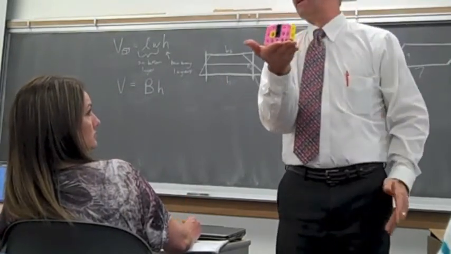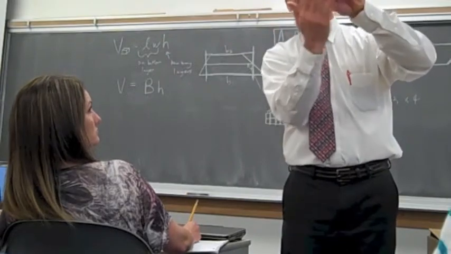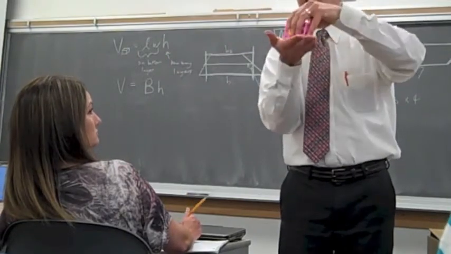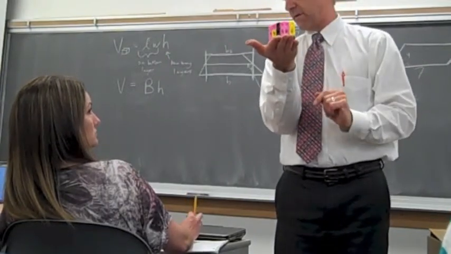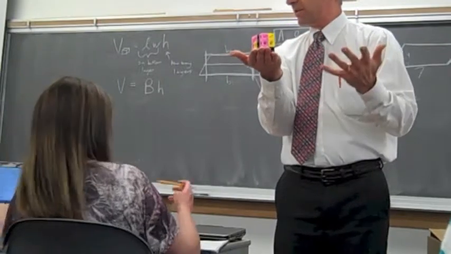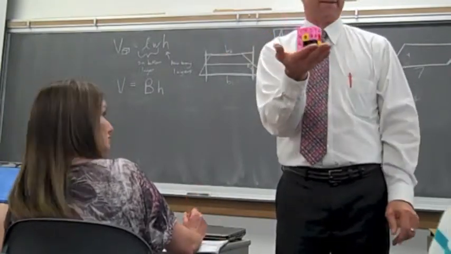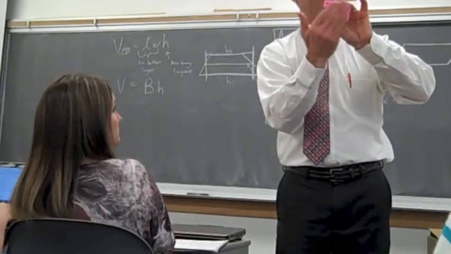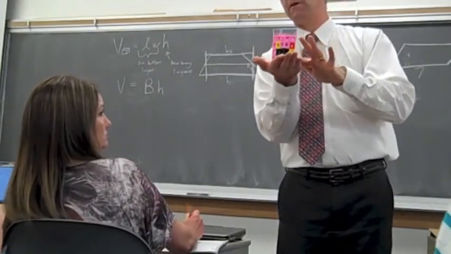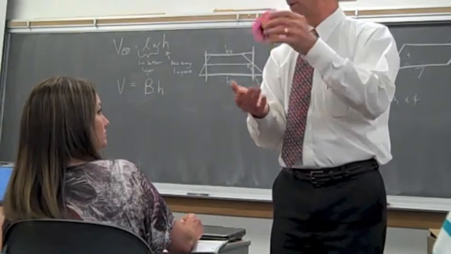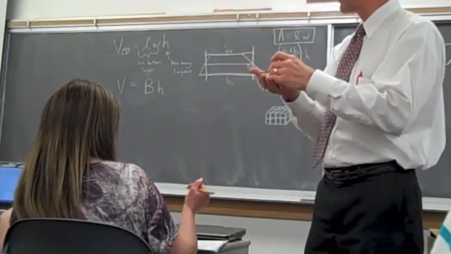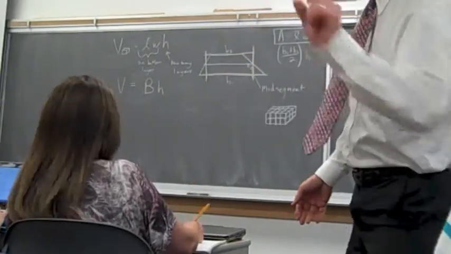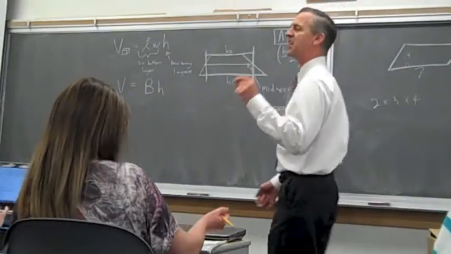What if it's sitting like this? Now my capital B is how many? 8. Times how many layers? 3. I still get the same amount. What if I sit it like this? Now my capital B is 6 on the bottom layer times 4 layers. Doesn't matter how we go, it's always base area times height. That will work for every single prism.